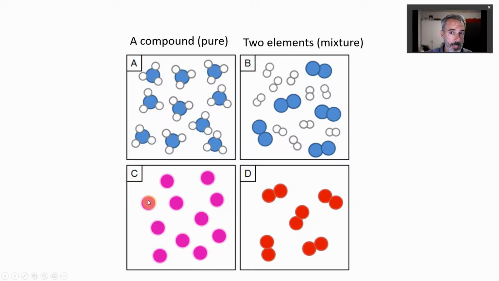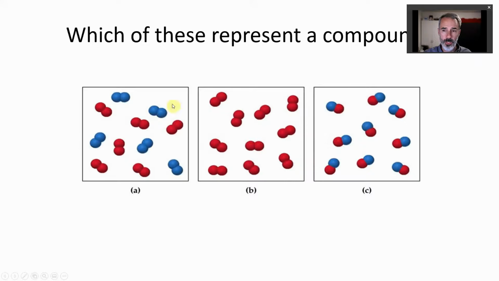What about C? Is C representing a pure substance or a mixture? Definitely pure. And wouldn't you say D is as well? And both of these represent elements or compounds? Definitely elements, right? Because there's not different types of atoms stuck together. So you get the idea. A particle diagram is pretty useful for representing what's going on here.